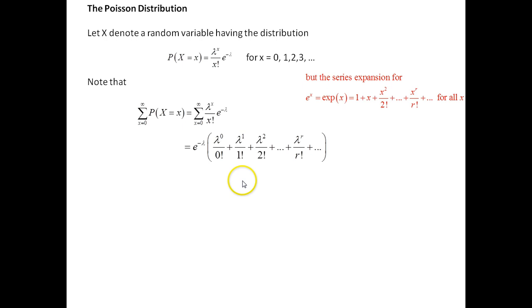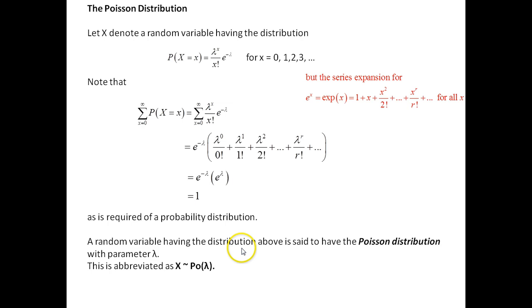So this is the expansion for e to the lambda. So we have e to the minus lambda multiplied by e to the lambda giving us 1, which is what we want if it's going to be a probability distribution. The sum of the probabilities has to add up to 1.